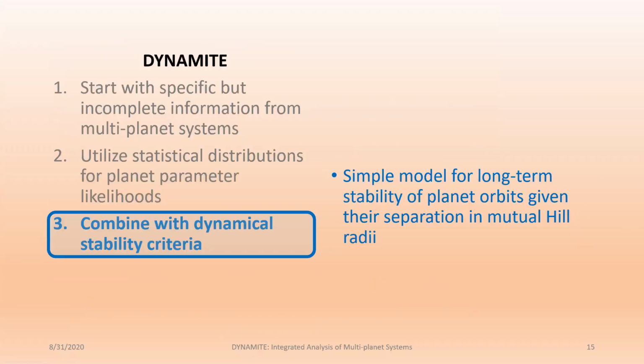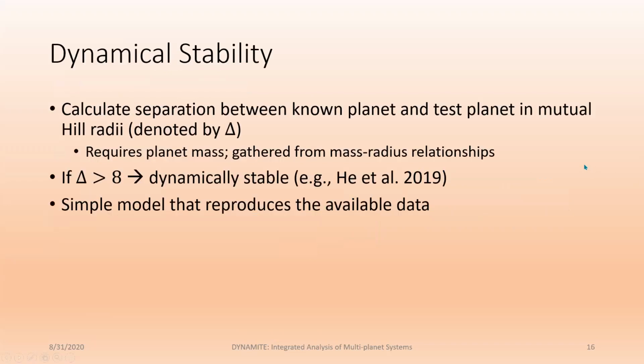So once we have the statistical distributions for the 3 planet parameters, we also add in a simple model for the dynamical stability of the system, given the separation between planet orbits in mutual Hill radii. Specifically, for each test planet orbit, we calculate the separation in mutual Hill radii between it and the nearest known planet or planets in the system.